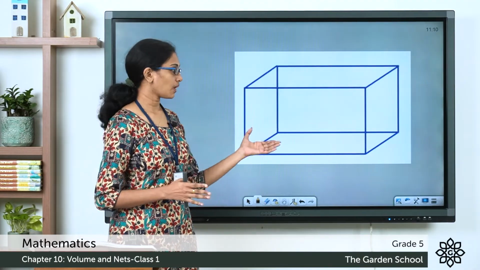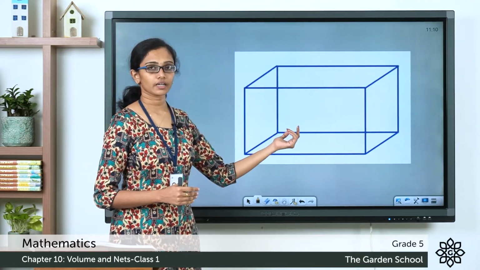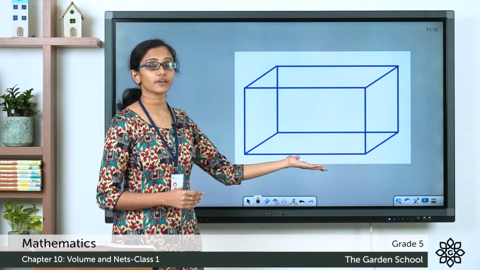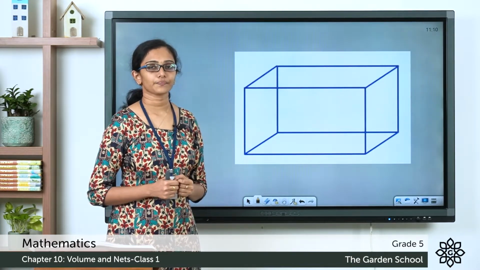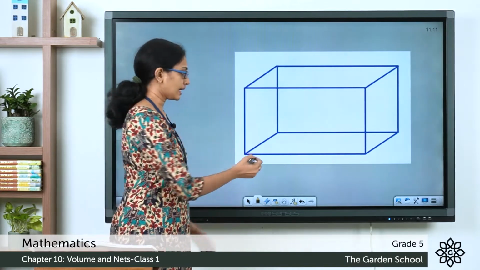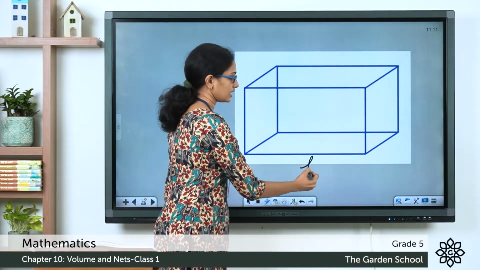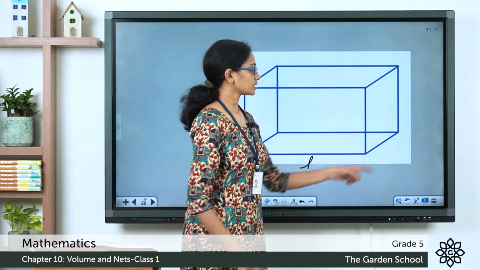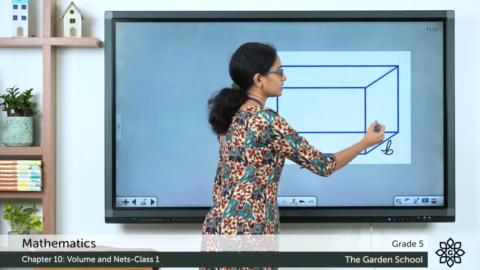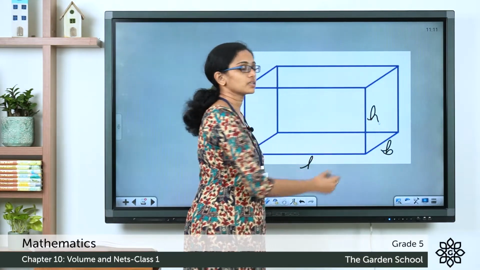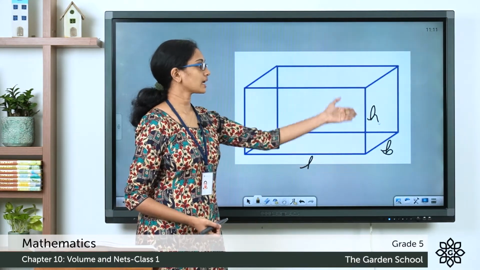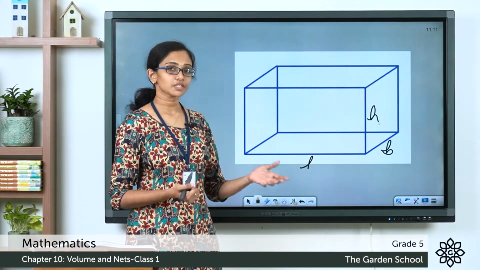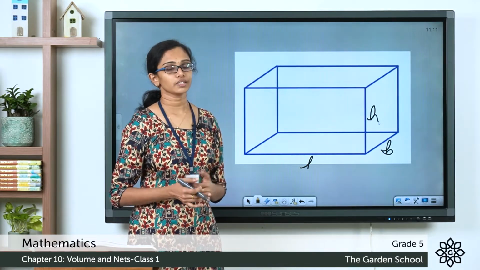Now in this cuboid, you can see faces around it. And you can see edges where the faces meet and there are also vertices where the edges meet. This cuboid has got a length L here, a breadth B here and there is a height H. So it has got three dimensions, a length, breadth and height. And that's why it's called a three-dimensional or 3D shape.